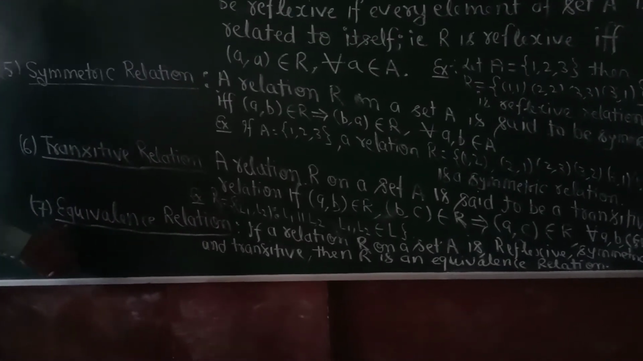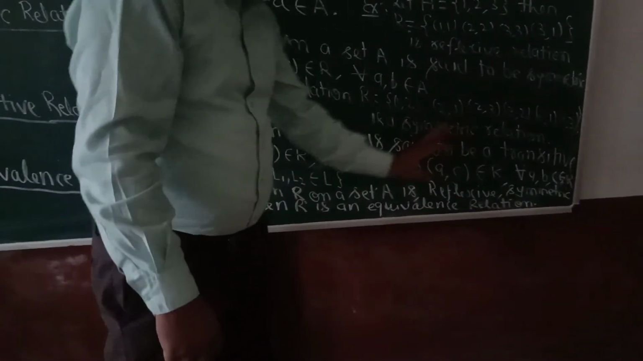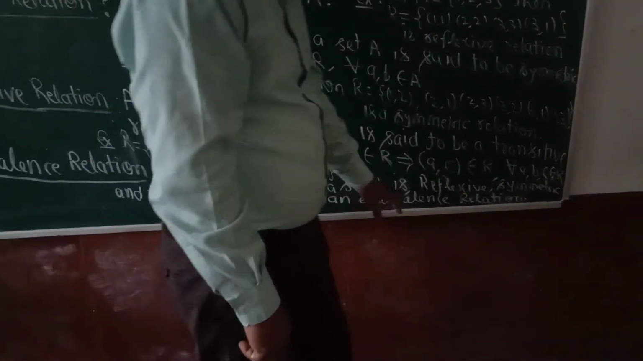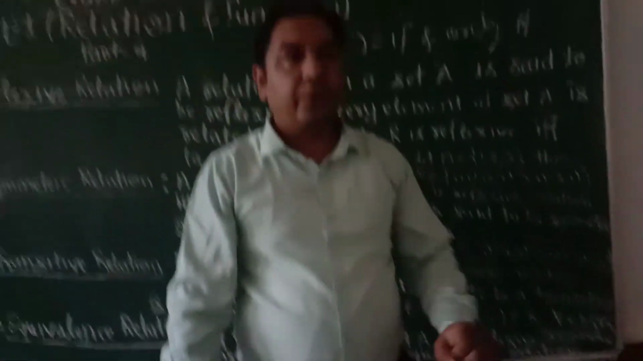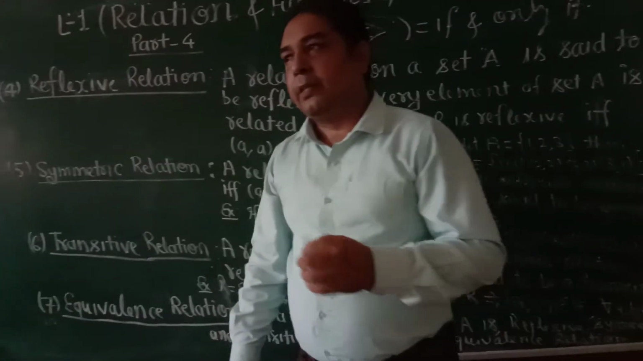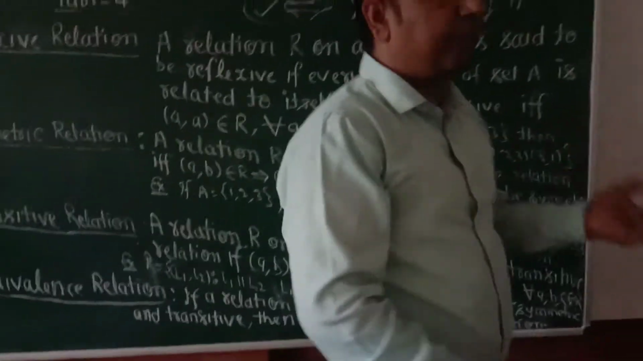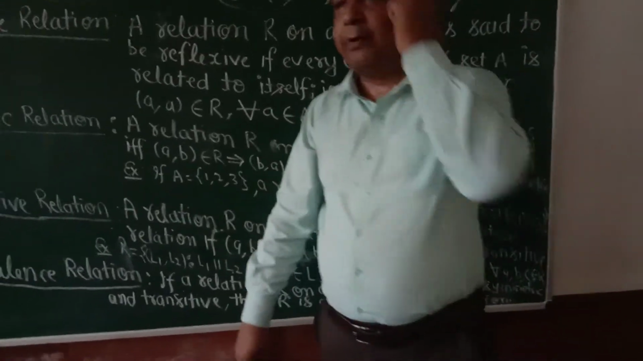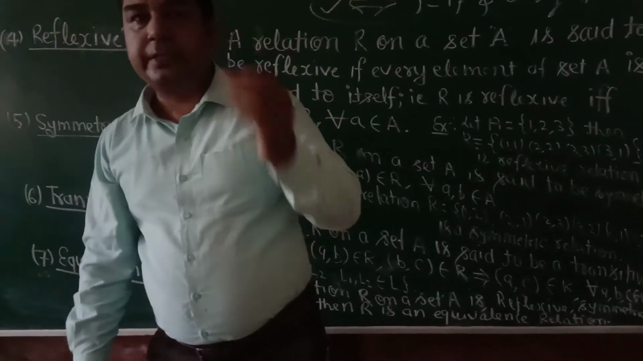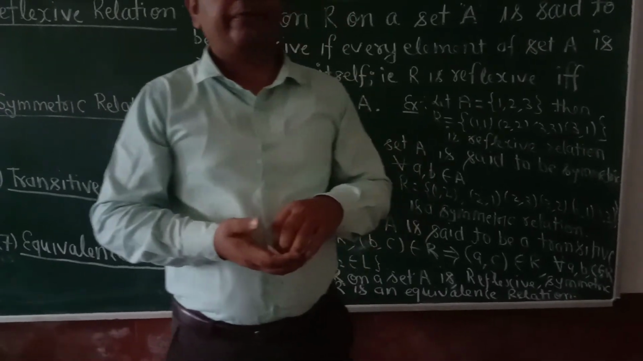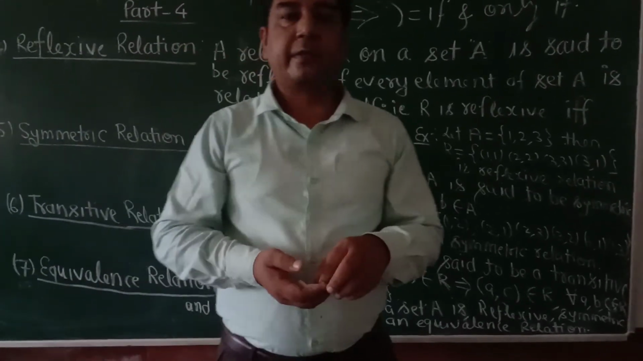Now the next relation is equivalence relation. Any relation is said to be an equivalence relation if the relation is reflexive, symmetric as well as transitive, then R is called an equivalence relation. So in board exams there will be a question given and you have to prove that this relation is an equivalence relation. In such problems you have to prove firstly reflexive, then symmetric, then transitive.